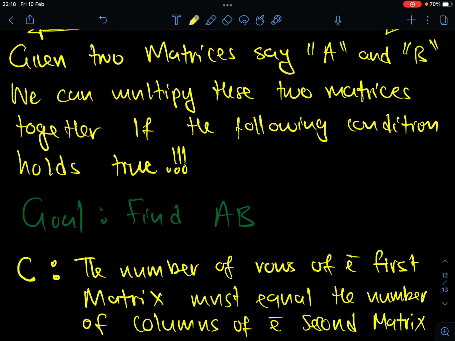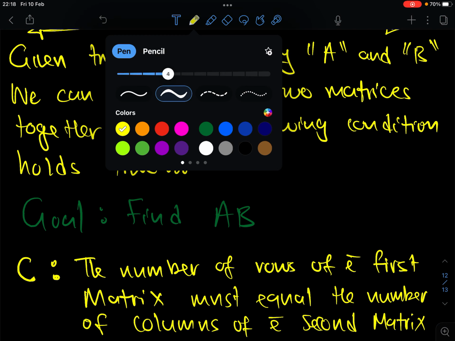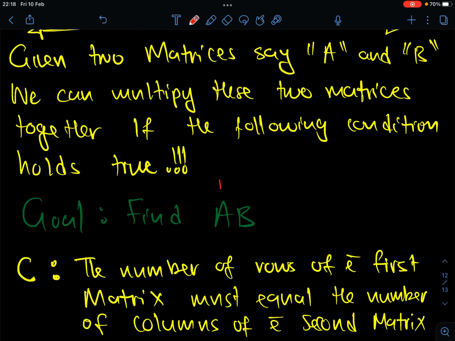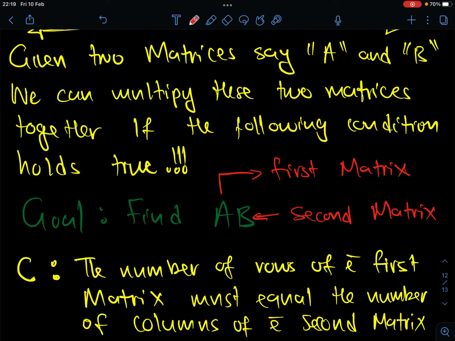So when we talk about the first matrix, here A is playing the role of the first matrix, the one that comes first, and B plays the role of the second matrix. So that's what we mean when we say the number of rows of the first matrix must equal the number of columns of the second matrix.